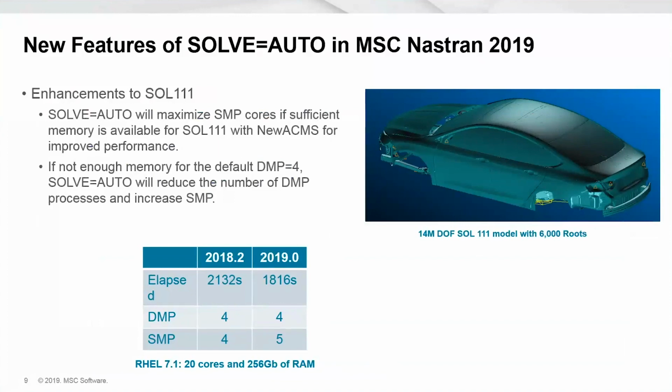Because of that, as you'll notice in 2018.2 for the same model, if we use automatic solver, it selected DMP of 4 and SMP of 4. And the total solution time was 2100 seconds. In 2019.0, it's gotten a little bit smarter, and it's an SMP of 5 in this case, and we see some performance improvement there as well. So we're slowly not only improving our parallel methods, but we're also improving the training set for solve equal to auto.